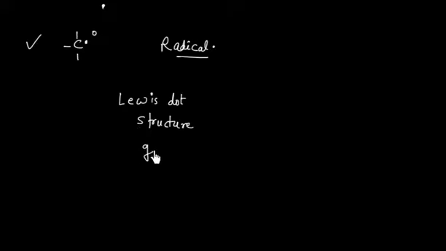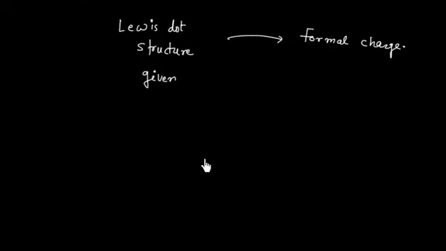Lewis-Dot structure is given, and then you have to calculate the formal charge. This is one kind of problem, an easy problem. So you can calculate the formal charge if the Lewis-Dot structure is given. Let us say we will have some exercises of this type. Let us say I give you this molecule. Now the Lewis-Dot structure is given to you. Calculate the formal charge of oxygen.